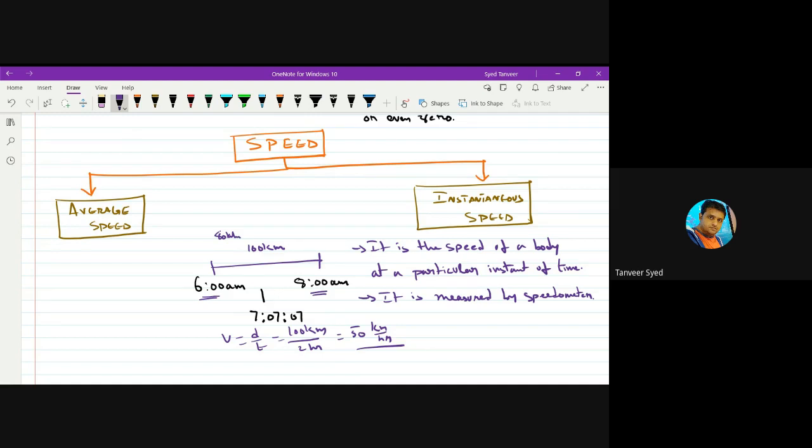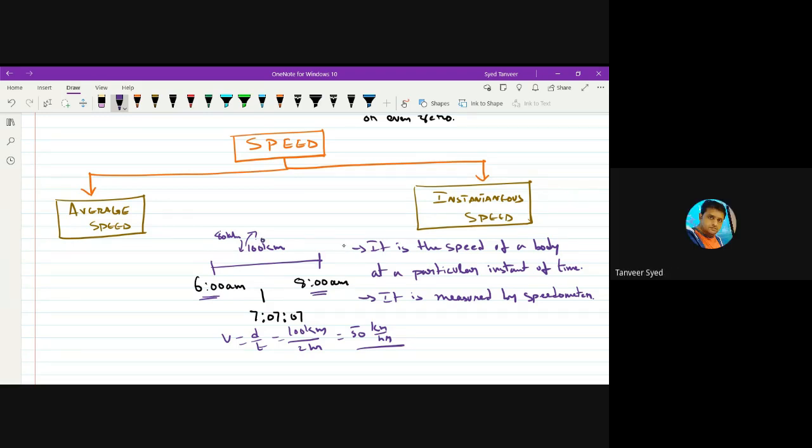Then immediately you come across a speed breaker. What do you do? You should reduce your speed. Again, it comes down to some 5 or 10 kilometers per hour. Again, you see a free road, then you increase your speed 30, 40, 50, 60 up to 80. Then you come across a toll gate. There you have to stop.